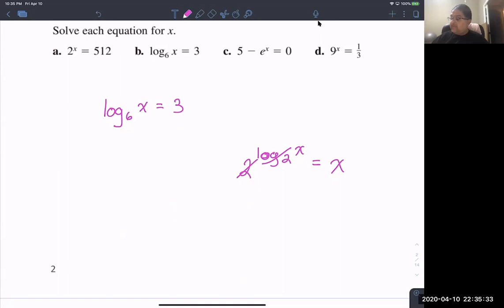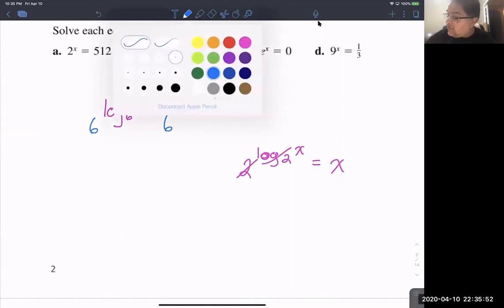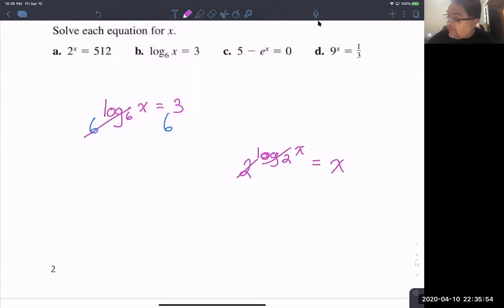Log base 6 of x equals 3. So how do I do the inverse of log base 6 of x? Well, I make everything an exponent of 6. So I make everything an exponent of the base of the log. Now, based on my properties, 6 to the log base 6 cancels. That leaves me x equals 6 cubed. And if my calculations are correct, 6 cubed is 36 times 6, which is 216.